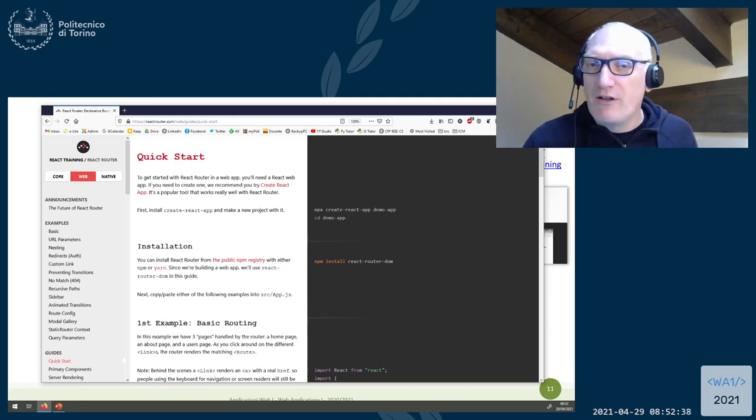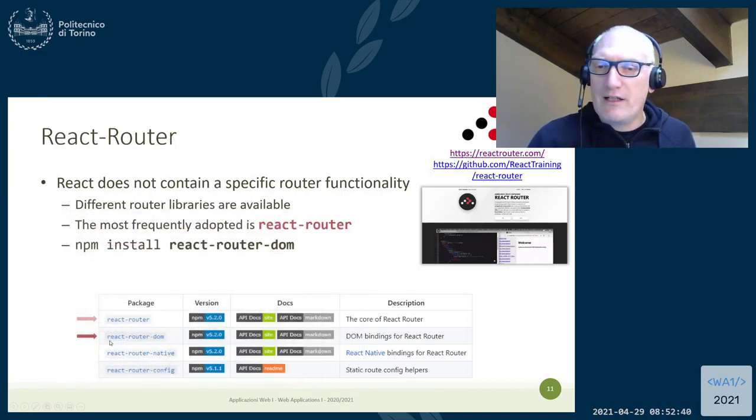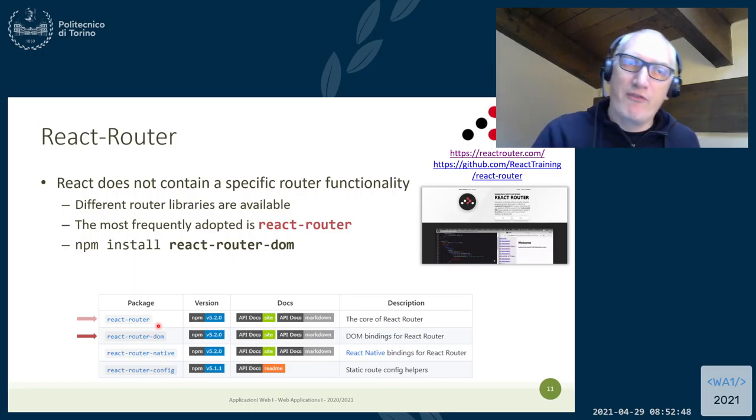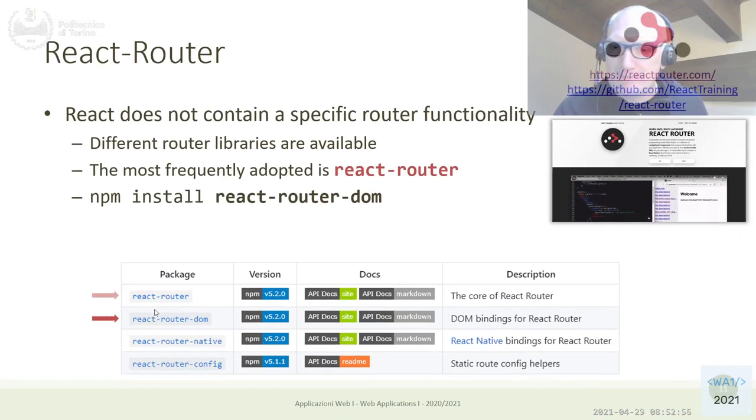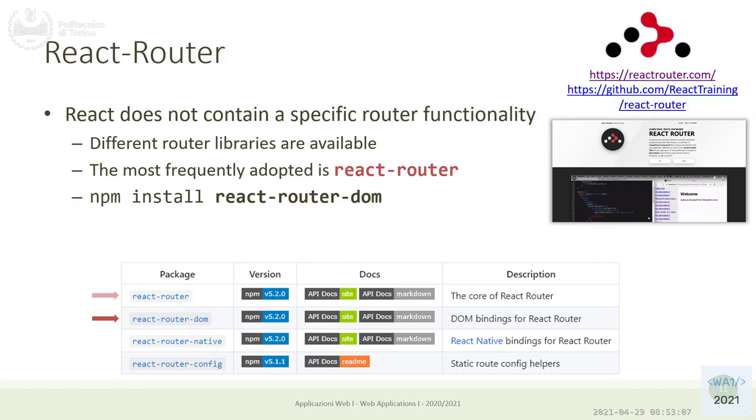To install that, we need to install a package called React Router DOM. React Router is the core library that works both for the DOM, the web version, and the native version. And you see that there are different packages for extending that in the DOM, so in the web, or in the native world. Also, if you install React Router DOM, it will, as a dependency, also install React Router, so you have both of them.